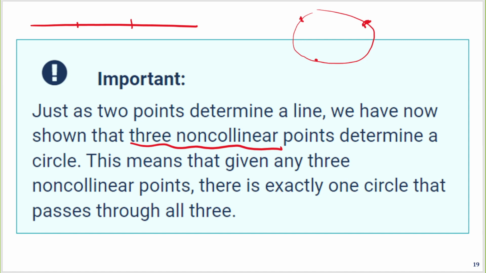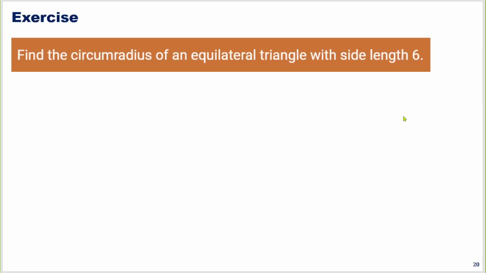Any questions? Okay, 2 points determine a line, 3 non-collinear points determine a circle. Alright, then let's consider one last example, then we can conclude this lesson. Can you find the circumradius of an equilateral triangle with side length 6?